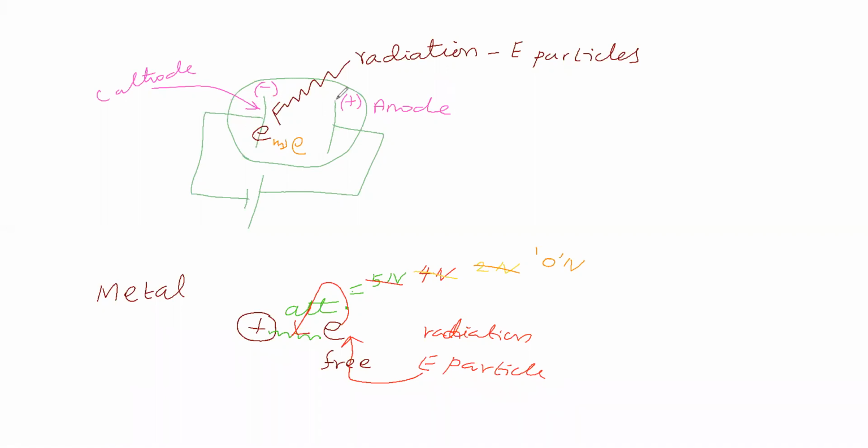This place is a vacuum part. Metal plates are there. One is a negative plate and another one is a positive plate. This place is a vacuum place. Now these electrons, which came from the negative plate, are in a vacuum. These electrons carry negative charge.